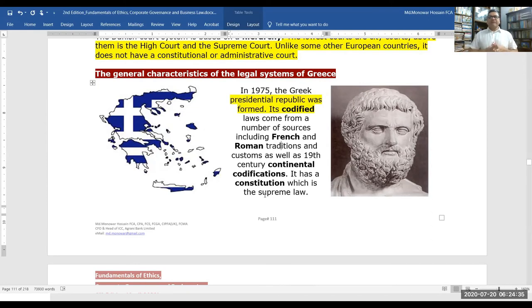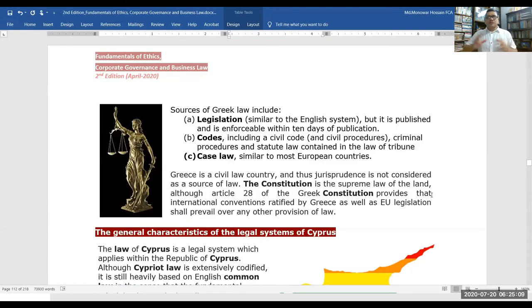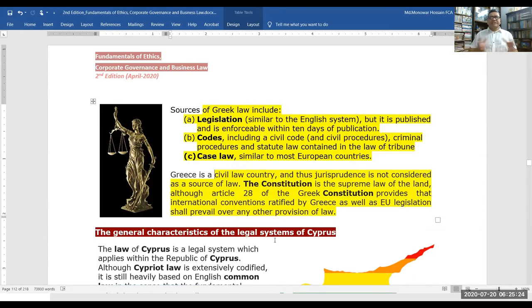And now, the general characteristics of the legal system of Greece. In 1975, the Greek Republic was formed. Its codified laws come from a number of sources, including French, Roman, traditional and customary law, as well as 19th century continental codification, and there is a constitution, which is the supreme law. The sources of Greek law include legislation, codes and case law. Greece is a civil law country, and thus jurisprudence is not considered a source of law. The constitution is the supreme law of the land.